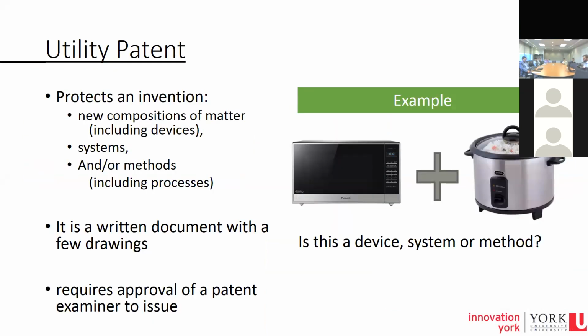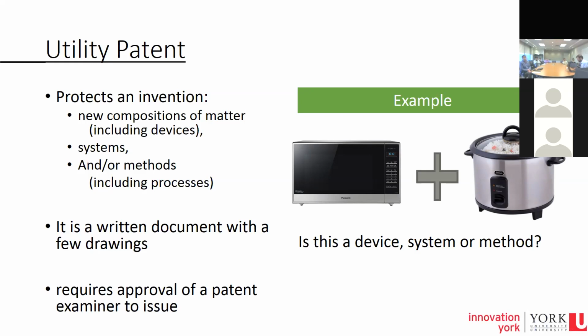But what we mostly talk about is utility patents, where we're protecting an invention. I'm going to read these out. New compositions of matter, including devices, systems, or methods, including processes. So it's actually a pretty broad category. You can fit most things into those areas. Again, this is a government-issued document, so you have to be able to describe it in English and have it awarded through the patent office of whatever country you're applying in.